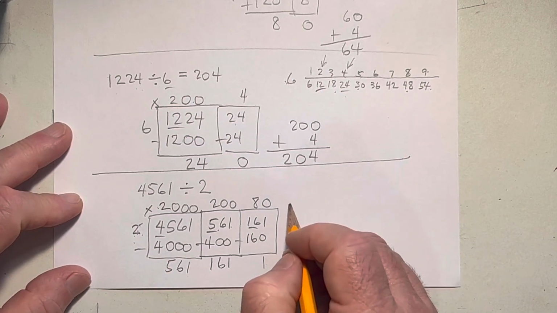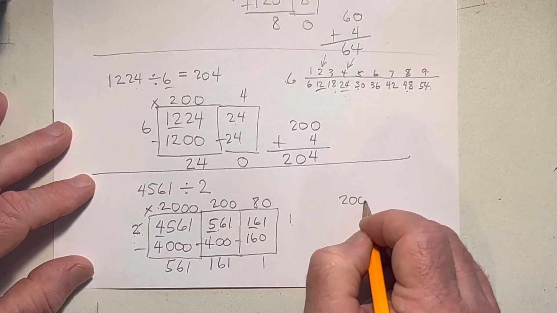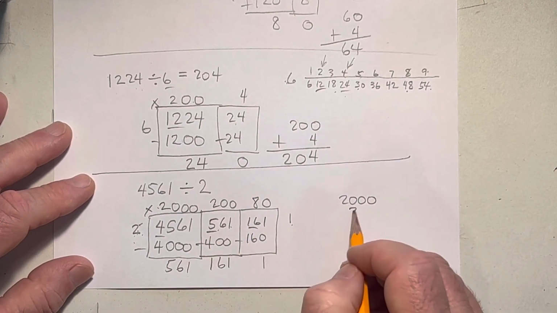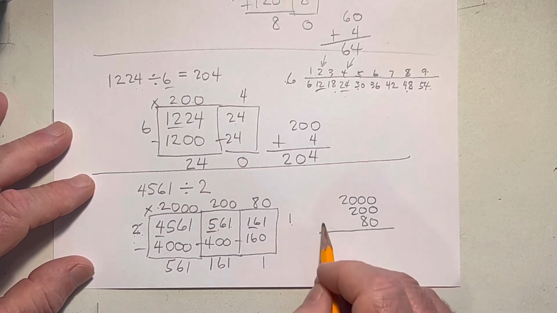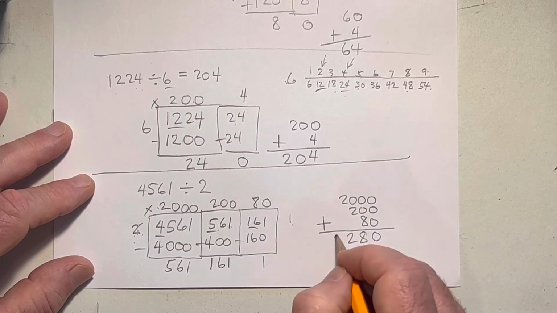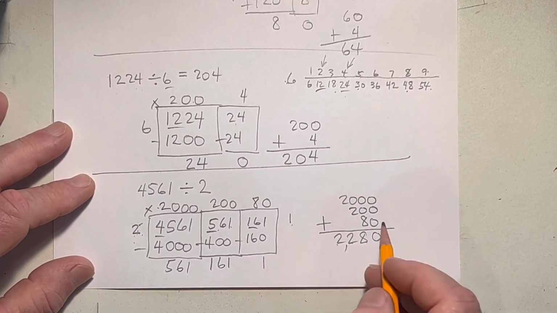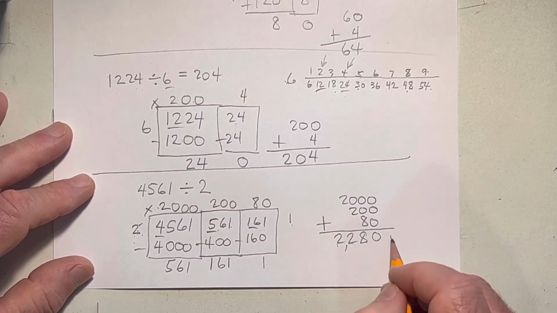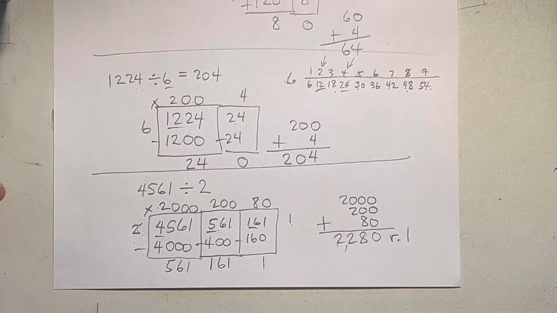Now what we have here is 1 cannot be divided by 2. So that's what we have left as a remainder. So we write 2,280. Ones, tens, hundreds, comma, thousands. We have that 2,280 with a remainder of 1. And that's how you would write your remainder.